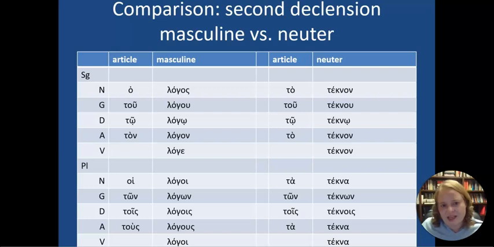Okay, this is side by side the definite articles and the declining of both the masculine and the neuter. I'll run through them real quickly for you. So for the masculine, you have ha, logos, tu, logu, to, logo, ton, logon, loge. Hoi, logoi, ton, logon, tois, logois, tus, logus, logoi. And then in the neuter, you have ta, teknon, tu, teknu, to, tekno, ta, teknon, teknon. Ta, tekna, ton, teknon, tois, teknois, ta, tekna, tekna.